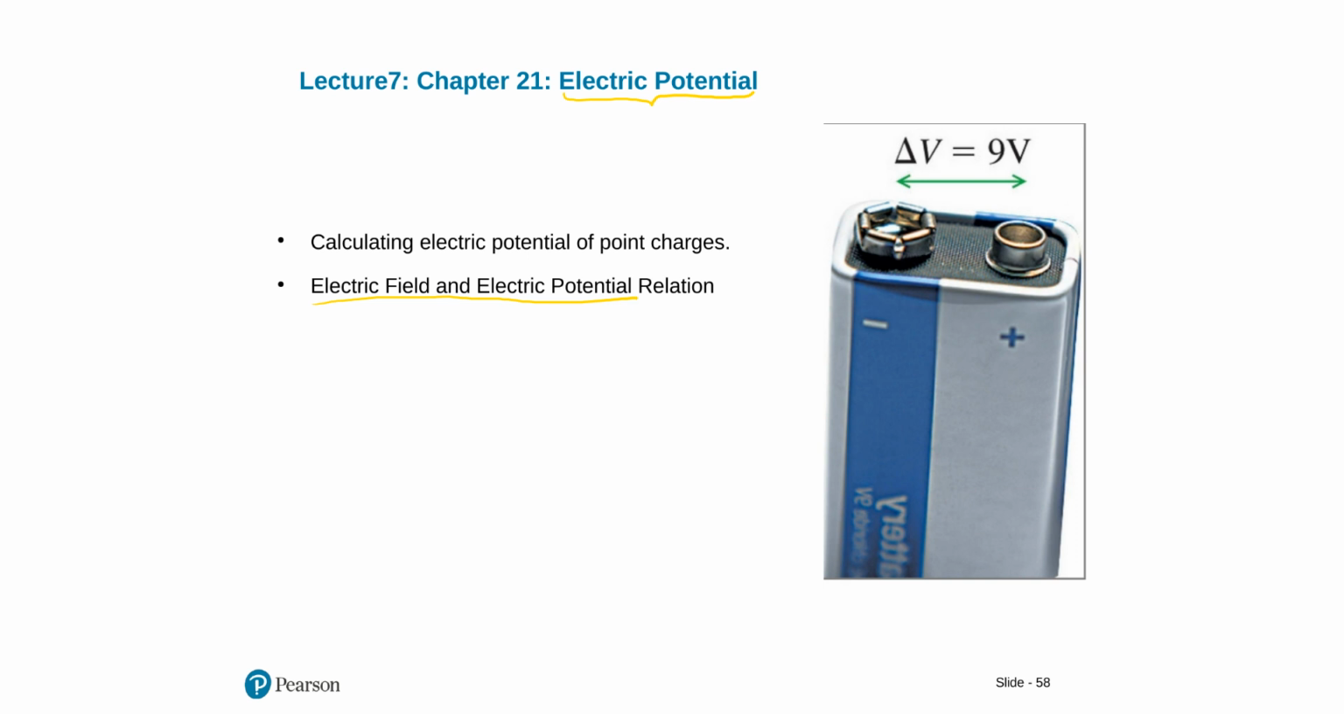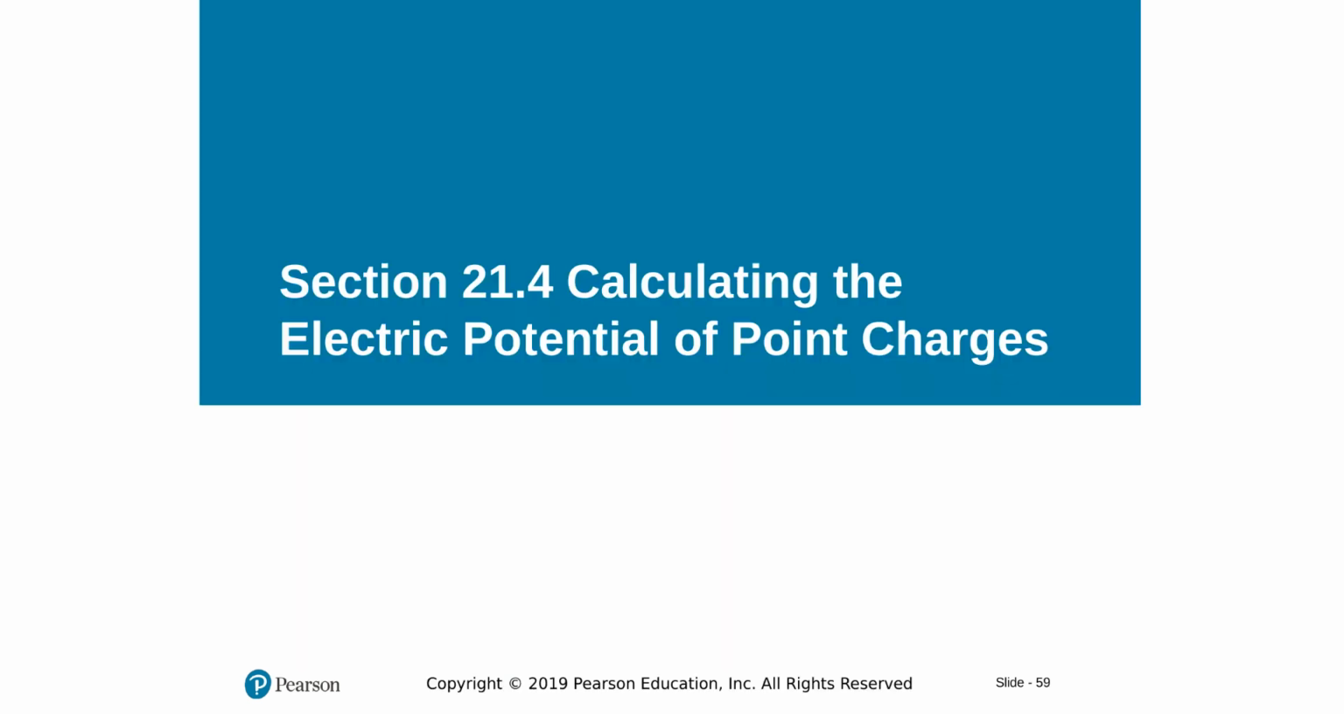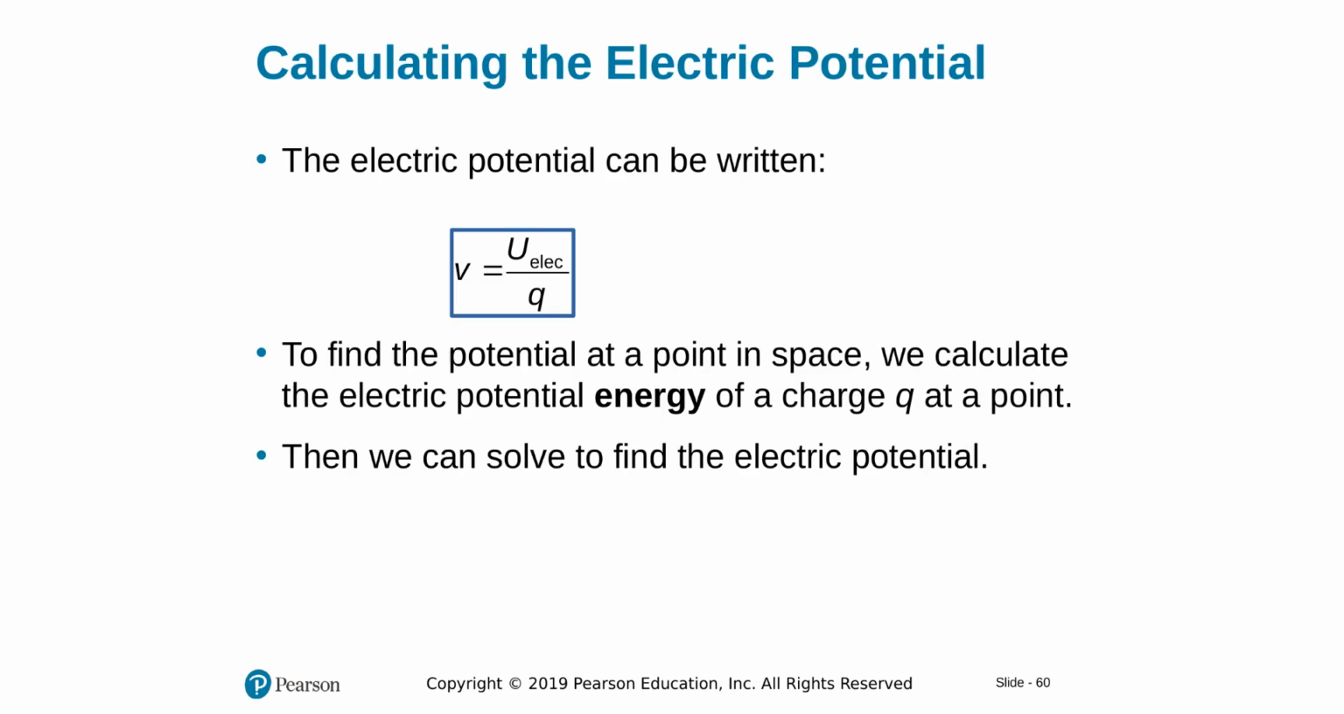Hello my friends, this is lecture 7 about calculating electric potential due to a point charge mainly, and relating electric potential and electric field. That's the main learning goal for this. How do we calculate electric potential of a point charge or a collection of point charges?